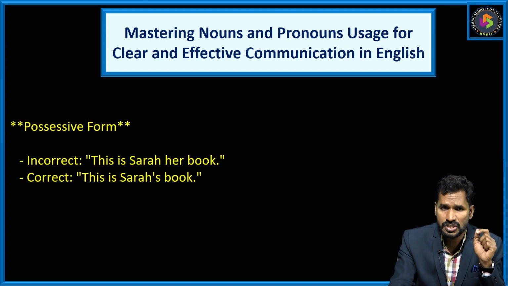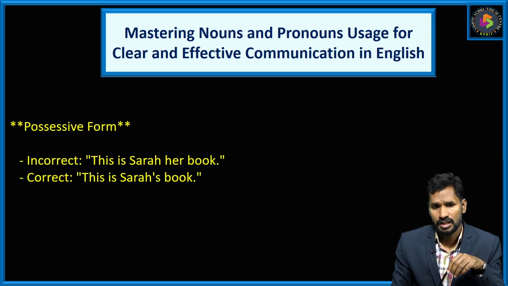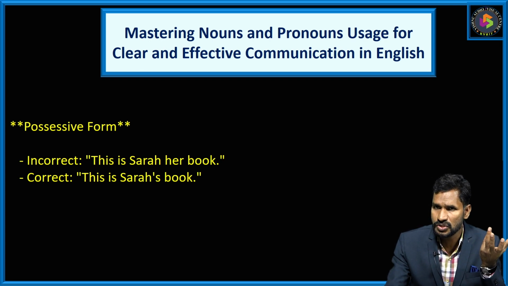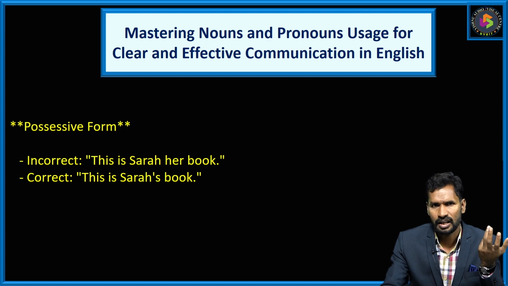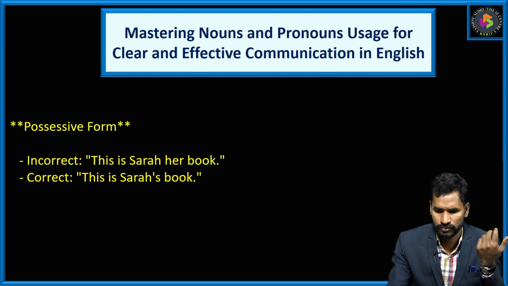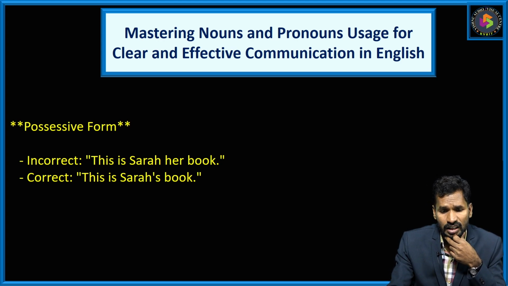Next one is possessive form. So possessive form means ownership. It indicates the ownership. So someone possesses something. Okay, so here in the incorrect example is "This is Sarah, her book."